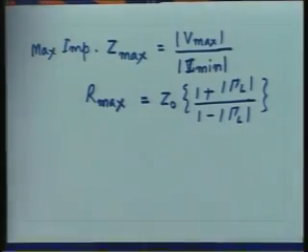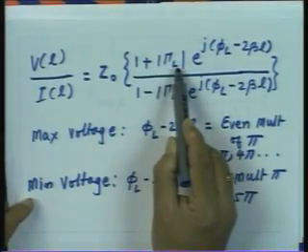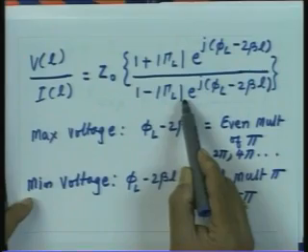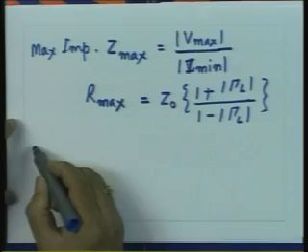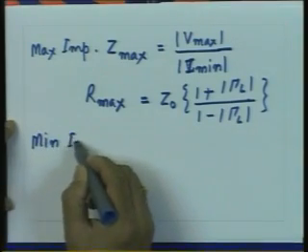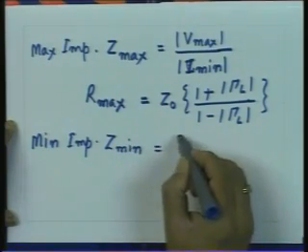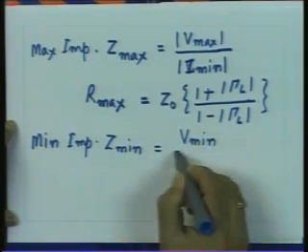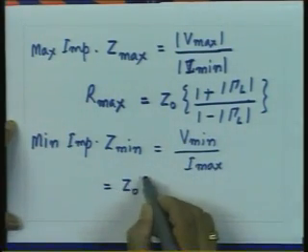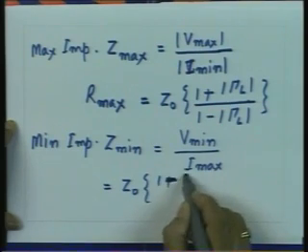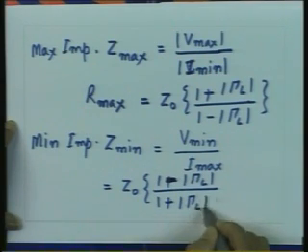Similarly, if I go to a location where the voltage is minimum, this value will be 1 minus mod gamma L, but at the same time the current will be maximum. So, that is the lowest value of impedance you can see on the transmission line. You get the minimum impedance on the line, which is Z minimum, that is V min divided by I max, and that equals Z0 into 1 minus mod gamma L divided by 1 plus mod gamma L.